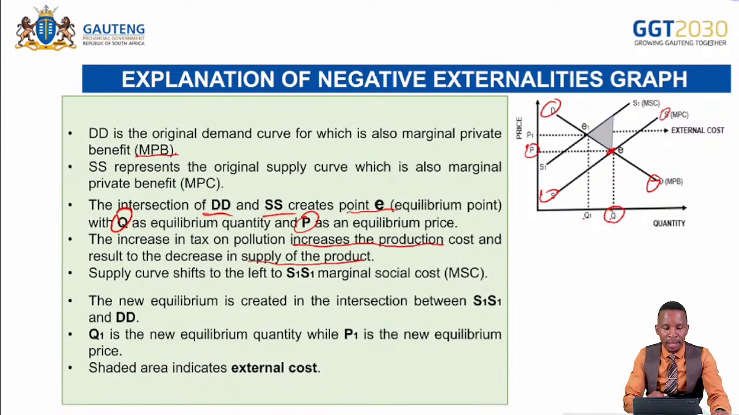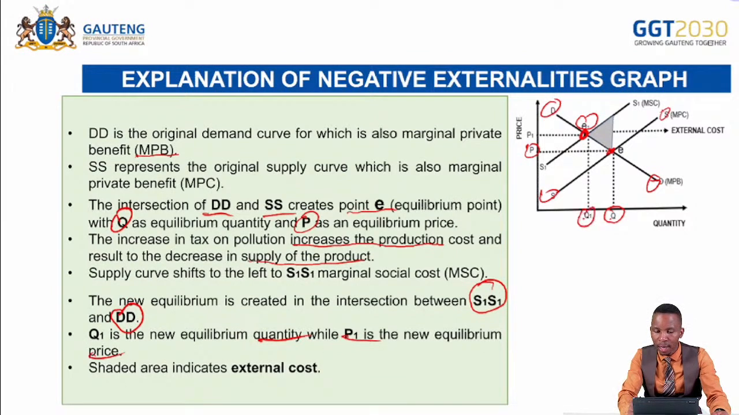That results in the creation of the new supply curve, S1, which intersects with the original DD. Then the new equilibrium is created there. Q1 is the new equilibrium quantity, while P1 is the new equilibrium price. There you see Q1, the new quantity, and P1, the new price. So we call them the equilibrium price and equilibrium quantity.